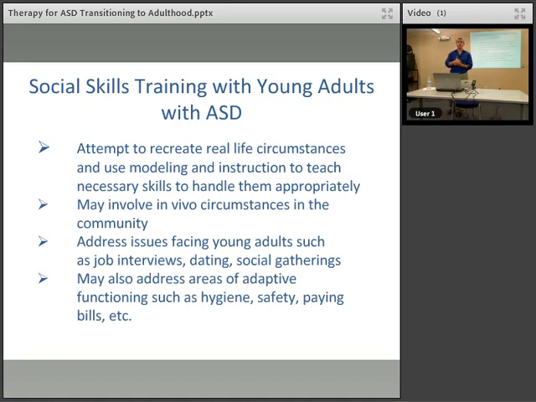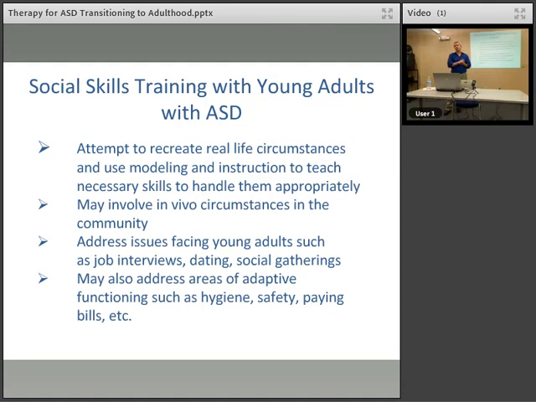Now, a lot of times this will involve what we call in vivo circumstances in the community. This is where you practice part of the thing that's going to go on in the office, and then you take the kids out bowling and have them implement some of the skills that they learned in the office. The idea with that is that it generalizes better to different settings if they're able to practice these things in different settings.